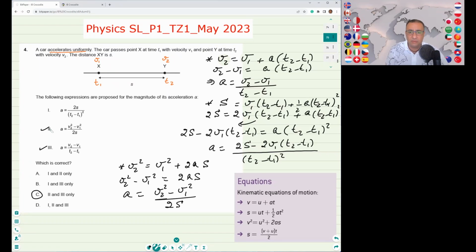It's a straight application of SUVAT equations, knowing the conditions of these equations. Again, uniform acceleration and motion in a straight line.